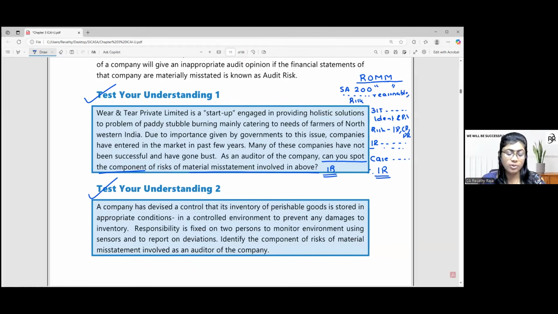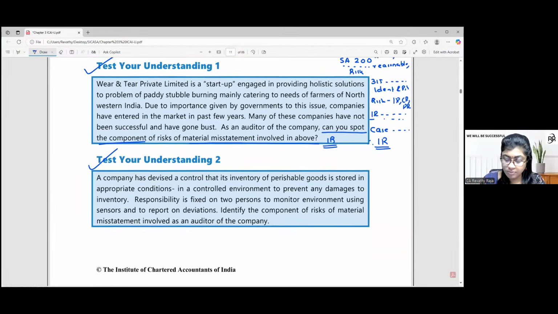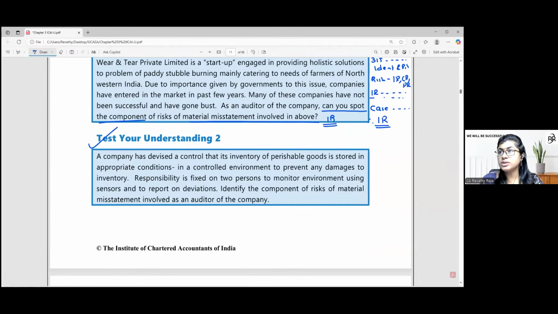Can you reply whether you understood? Before we start materiality, I will give you a rest of 5 minutes.